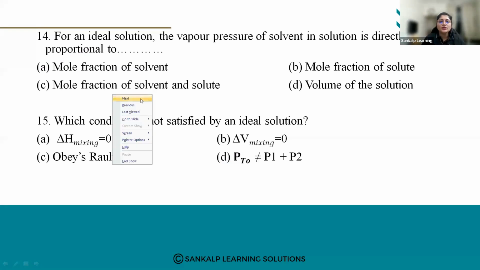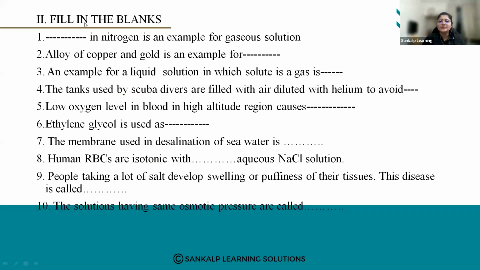So these were some of the MCQ questions which we have solved. Now moving further, we'll go for the fill in the blanks. So these are some of the questions. The first question is: dash in nitrogen is an example of a gaseous solution.